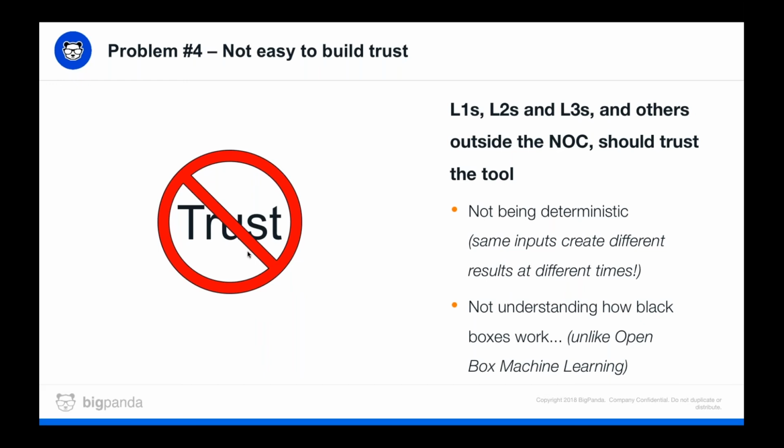And then two, when you have a black box approach and you don't know how this black box driven machine learning tool works, that's a huge trust factor issue also. And that's where, obviously, understandably, we're biased, and we actually think that BigPanda's open box machine learning approach is something that fosters trust and therefore adoption and success over the long term.